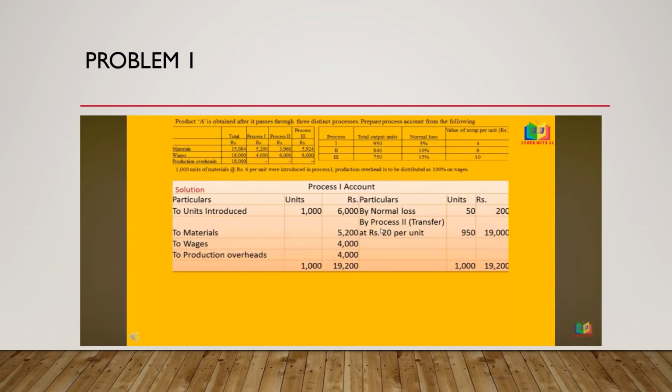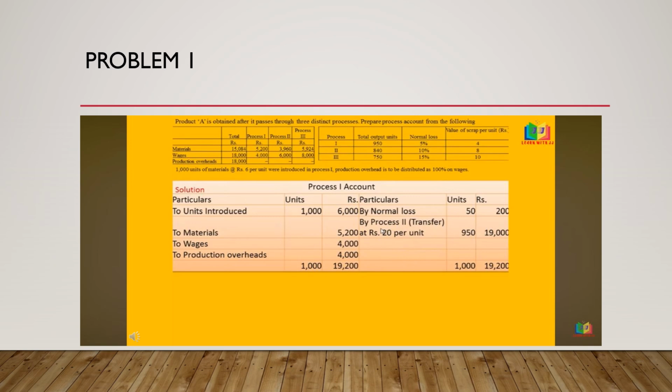Coming to the problem. Product A is obtained after it passes through three distinct processes. Prepare process account from the following. 1000 units of materials at rupees 6 per unit were introduced in process 1. Production overhead is to be distributed as 100% on the wages.